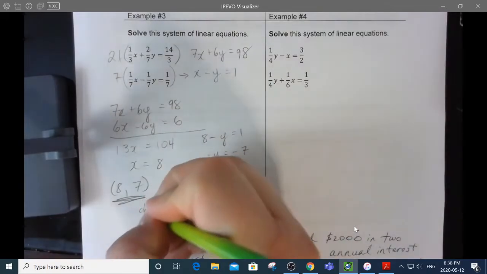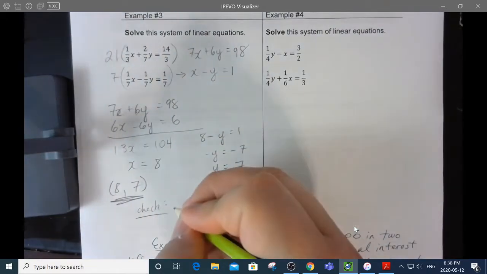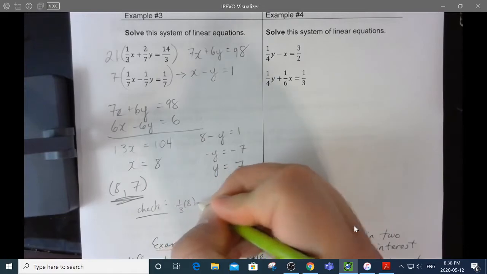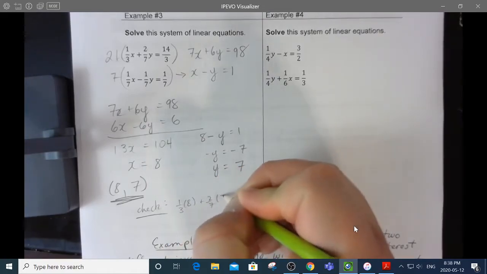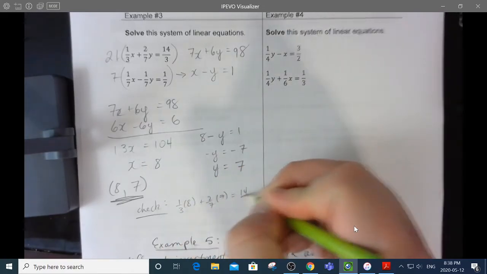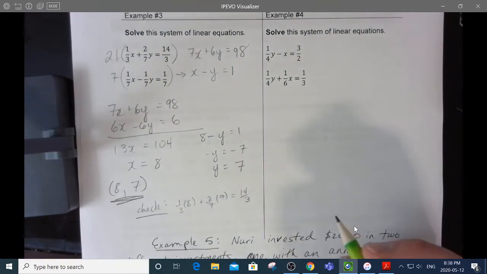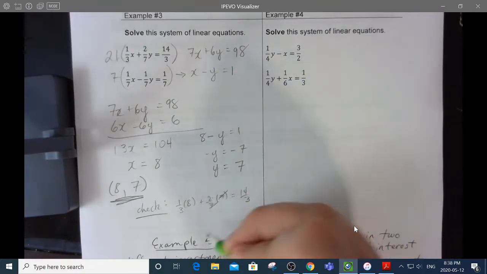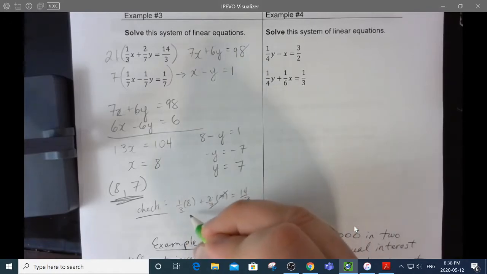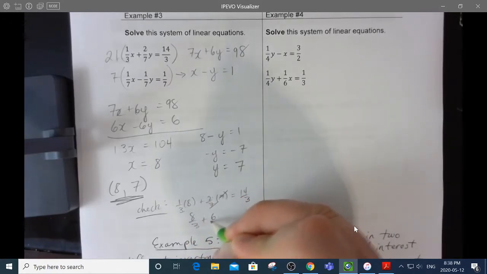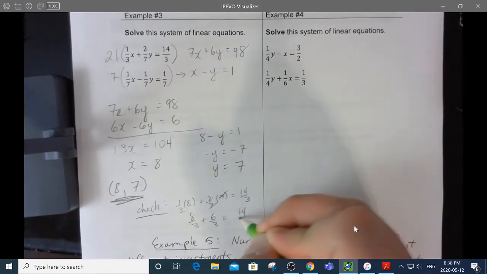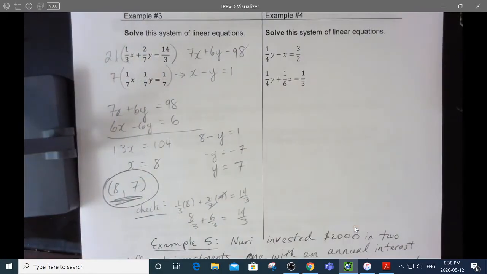And I might want to do a check on this too. So let's do a check. I'll use the first equation. 1/3 of 8 plus 2/7 of 7 had better equal 14 thirds. Okay? Those 7's cancel, so that's 2. This is 8 thirds plus 2 is 6 thirds. And yep, 8 plus 6 is 14. Winner. Okay, let's do the one on the other side.